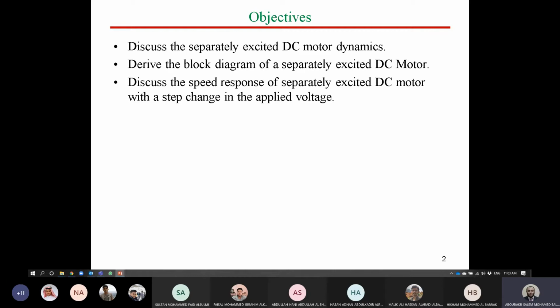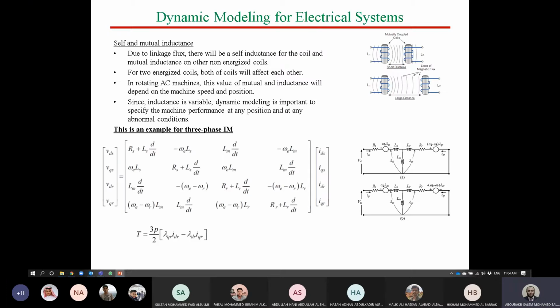So this block diagram is very important to be understood and implemented on these controllers in order to control the DC motor. Also, we will discuss the speed response of separately excited DC motor with a step change in the applied voltage. So this is the objective of today's class, inshallah.